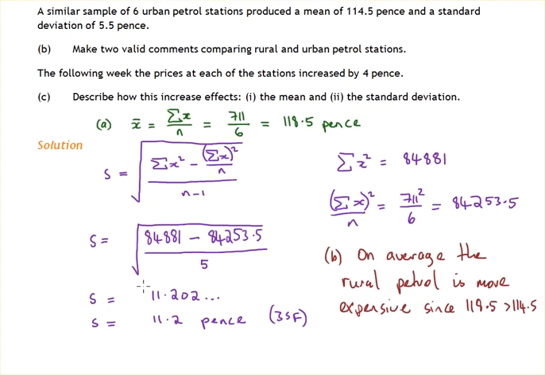And then we'll need to think about the standard deviation. In the city, 5.5 pence is the standard deviation, which means that you can expect the price of petrol to vary by about 5.5 pence as you go from one petrol station to the next, whereas out in the countryside our standard deviation is 11.2, so much more variation in price out in the countryside. So our second comment will be something to do with how consistent the prices are. And then I think I would probably say that the urban petrol stations are more consistent.